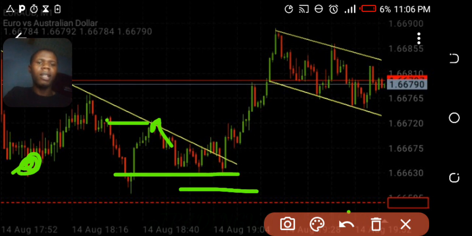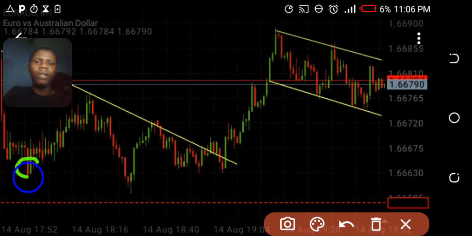Okay, let's outline this again so you guys can get it clearly. This is the left side of the head. Whenever this left side is formed, you do not enter immediately, because it's not clear. You can't take this. One of my students asked me a question and said, sir, is this the left side of the head? And no, this is too tiny for you to say this is a shoulder pattern. We have to give it space. The market knows what it is doing. It will definitely come to you.